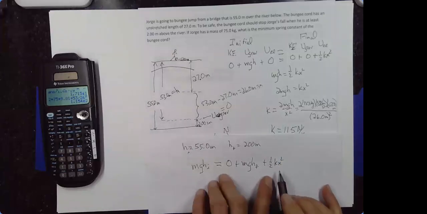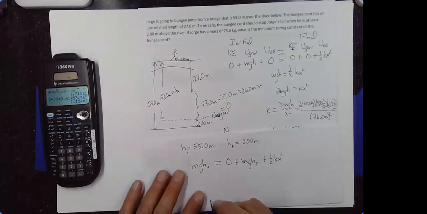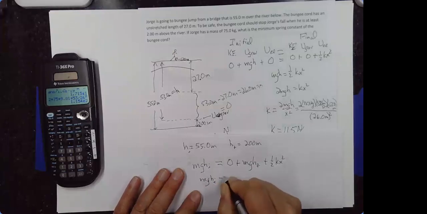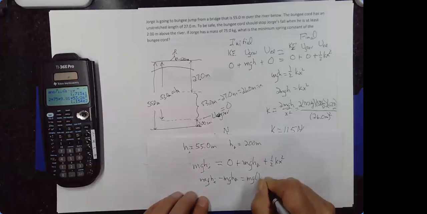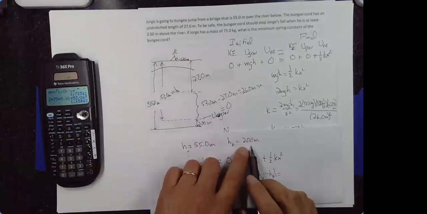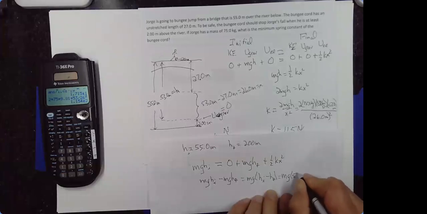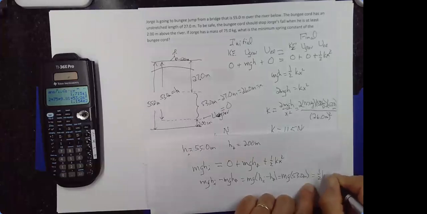Okay. Well, we're after the K still, and so I'd get the other stuff over on the other side, and I would have mgh initial minus mgh final, which is mg times h initial minus h final. But h initial is 55 meters, h final is 2 meters. That's going to be mg times 53.0 meters, which will equal the 1/2 kx squared.